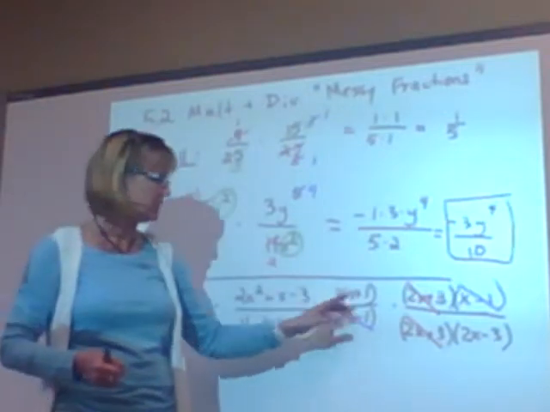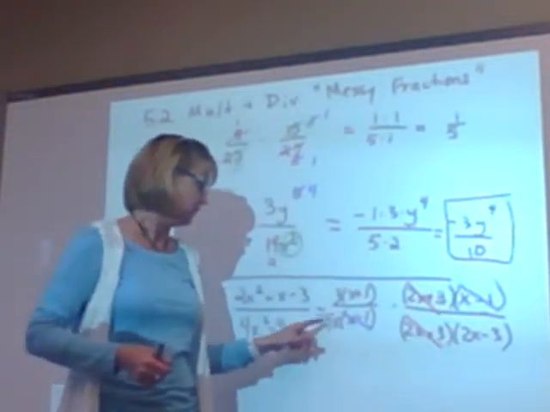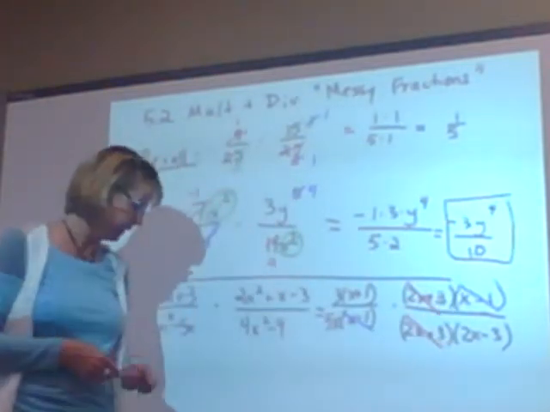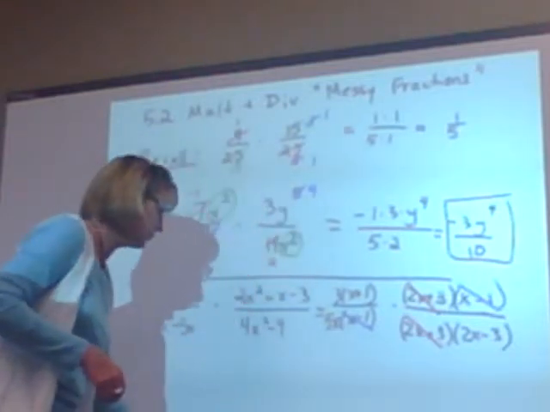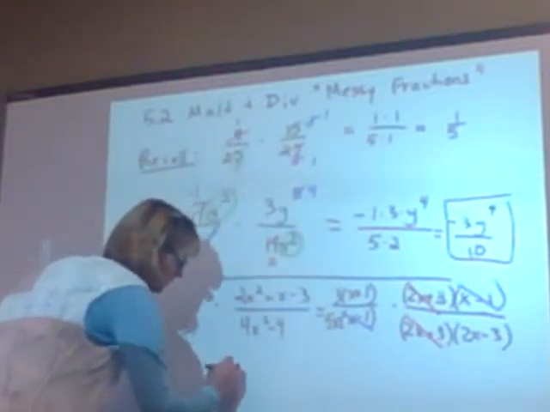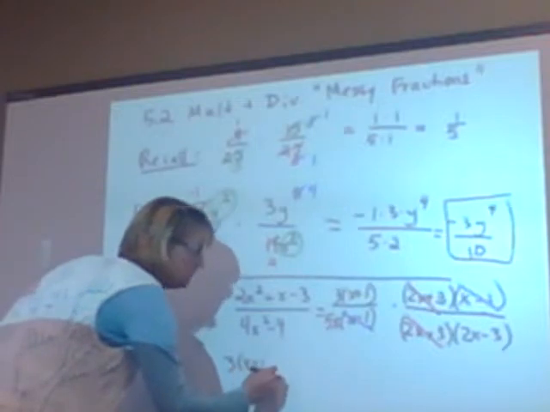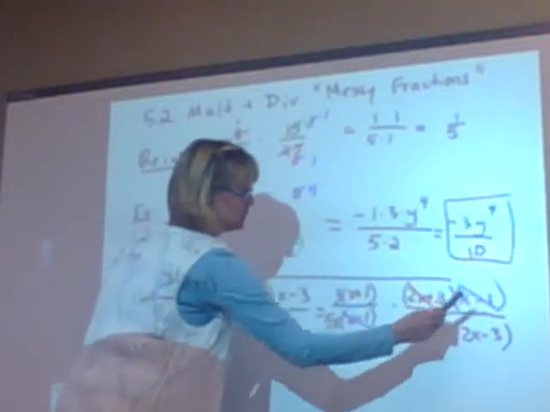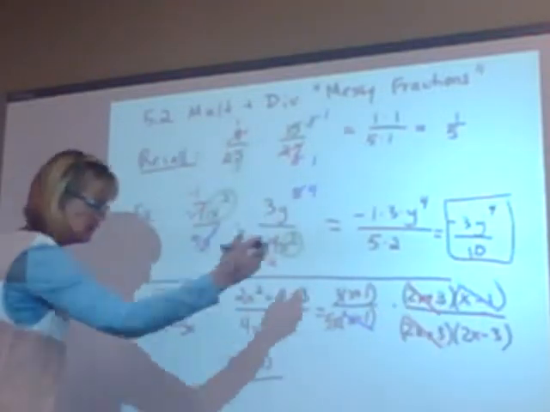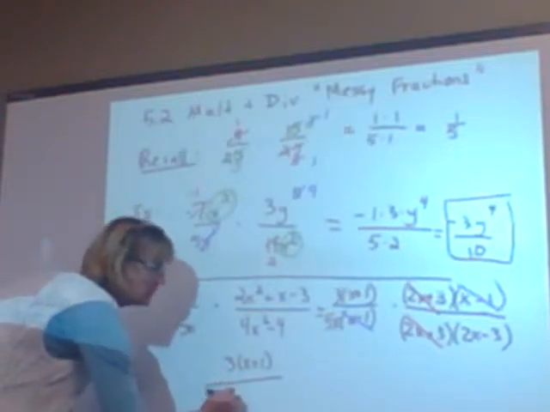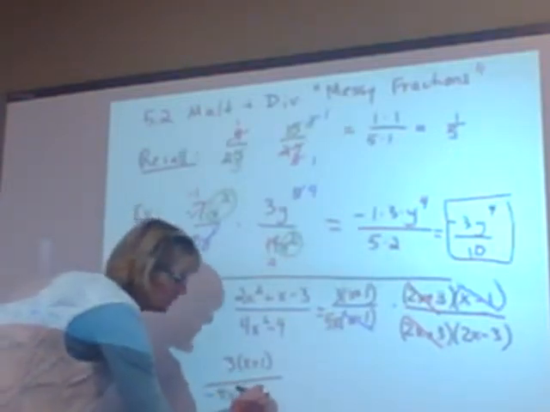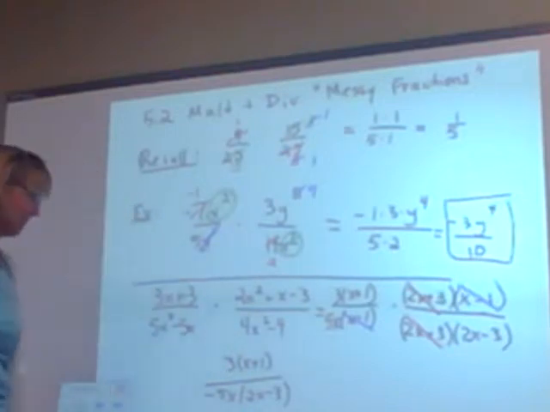This x plus 1 doesn't have anybody to cancel with. My 5x and my 3, those I don't have anything to cancel. So let's rewrite what we have left. 3 times x plus 1 times nothing, or 1 and 1, over negative 5x times 2x minus 3.